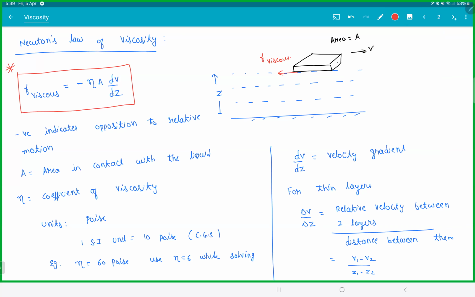Now, this thing is derived experimentally. Like I keep saying every time, we're not interested in how the formula was derived. We are more interested in how we use it.